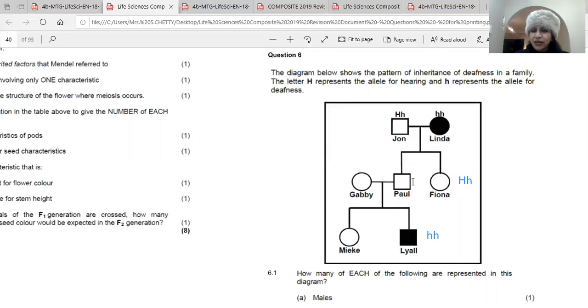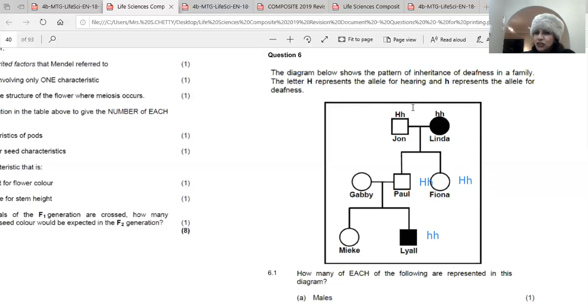And Paul as well, he could never be capital H capital H. Why, my darlings? Let me give him some more space. So Paul is capital H small h, and Fiona is capital H small h. How is it that Paul and Fiona could not be capital H capital H? Because the mommy only had the small h to give to each of them. She doesn't have a capital H. Are you with me? So therefore, Paul and Fiona are capital H small h. So you could work this out easily by doing that cross.